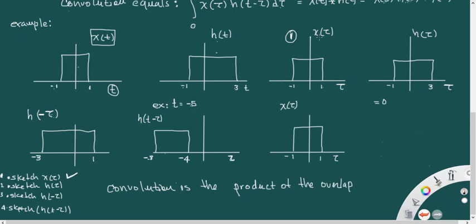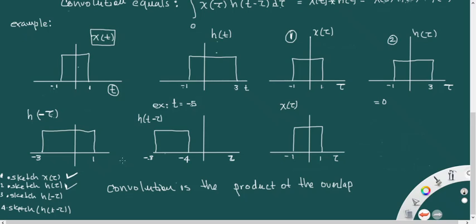So this is now x of tau. The values for the tau domain remain the same, from -1 to 1. So now we have x of tau. Now the second step, let me indicate here that this is the second step. The second step is to sketch h of tau.